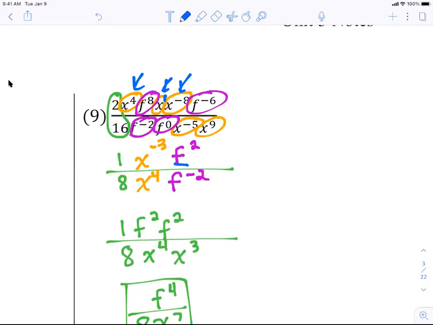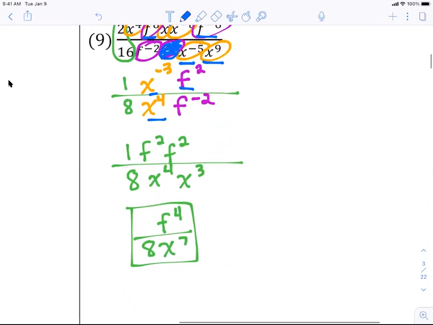So the f's, there's 8 of them here, and there's -6 of them here. So 8 minus 6 ends up being 2. On the bottom, we had -5 x's here and 9. So if I add those, we get x to the 4th. And for my f's, I had f to the 0 here, which really ends up being just 1. We can ignore that one. So that f to the -2 just stays. Now the numbers, if they can simplify, you can do that right now. You don't have to worry about exponents on these because they both have an exponent of 1. 2 divided by 16 just ends up being 1/8.